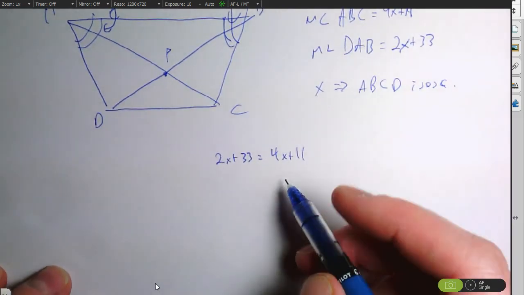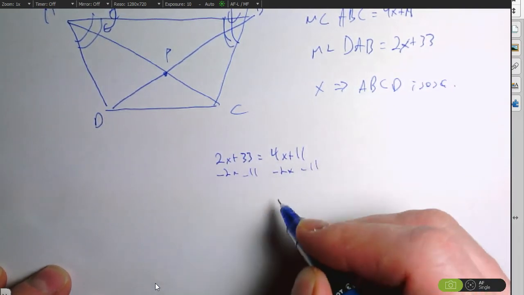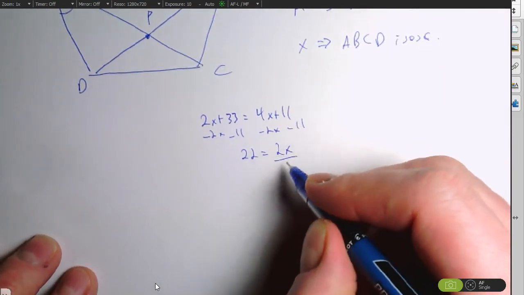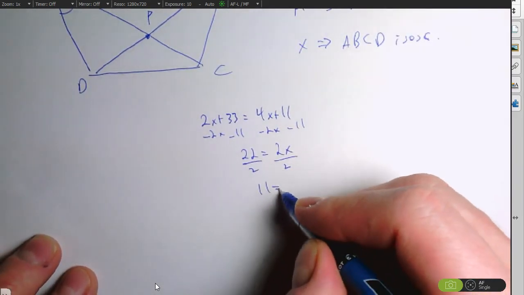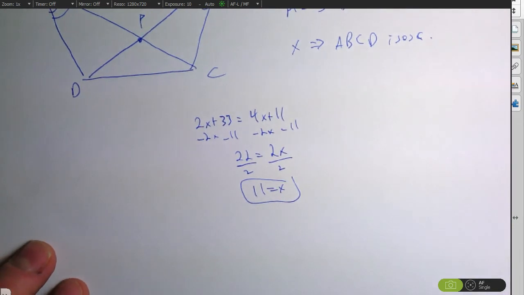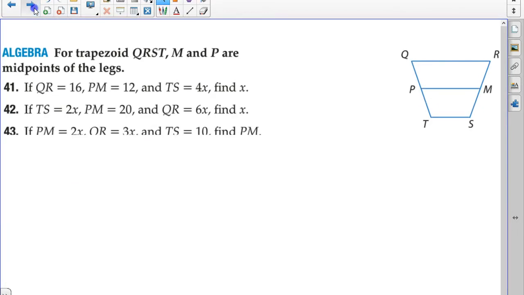So subtract 2 x's from both sides. Subtract 11 from both sides. 22 equals 2x. Divide by 2. X has to be 11. Okay. Now the last example that we're going to take a look at.